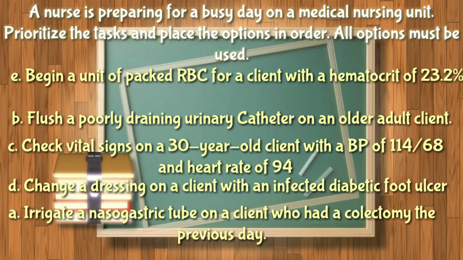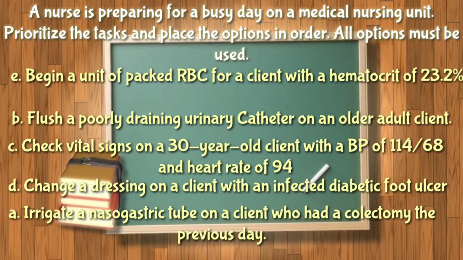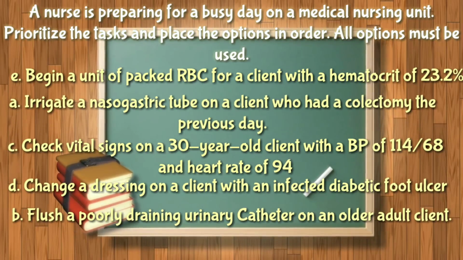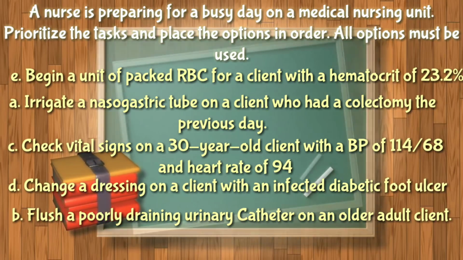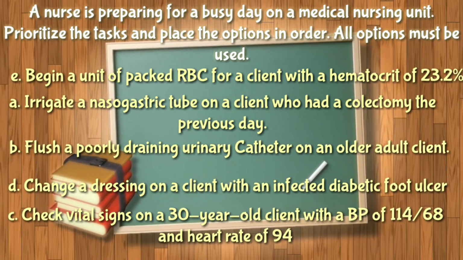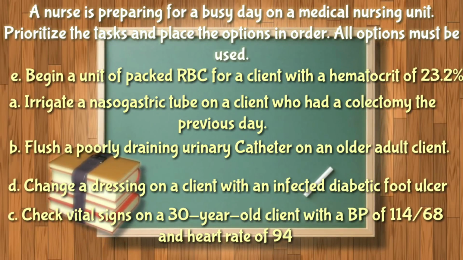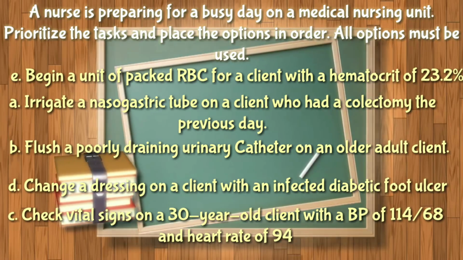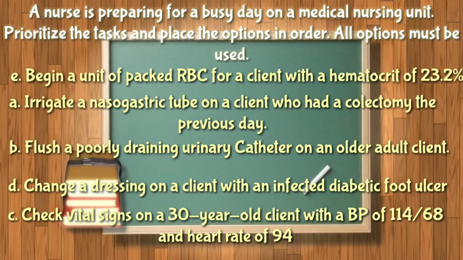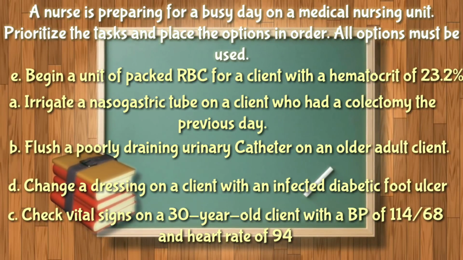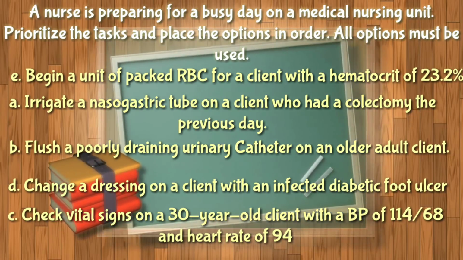Then the nurse should check the post-op client with a nasogastric tube and irrigate the tube to ensure it is functioning properly. So letter A is next. And then, the urinary catheter should be flushed next, while urine will collect in the bladder at first. It will back up into the renal pelvis and kidney if not treated. And then the nurse should proceed to the client with diabetic foot ulcer because dressing changes, while not urgent, are scheduled treatments. So that's why letter D is second to the last.